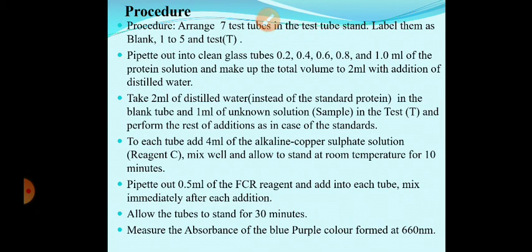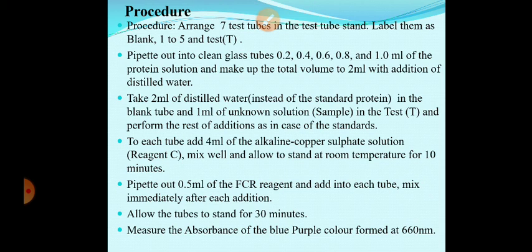And now what is the procedure? So you have to take a test tube stand, and in the test tube stand you arrange around 7 to 8 test tubes. The first test tube is labeled as blank, and then test tube number 1, 2, 3, 4, 5, and then test. If you have 2 unknown samples, test 1, test 2. If you have only 1 unknown sample, then test 1. So blank, 1, 2, 3, 4, 5, and then test or experimental.